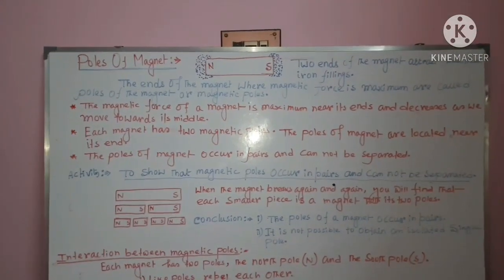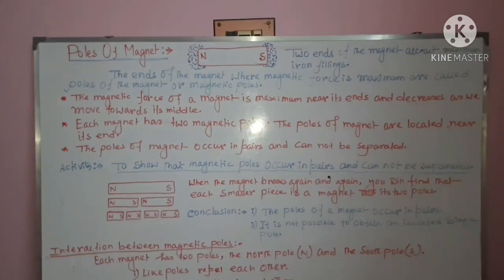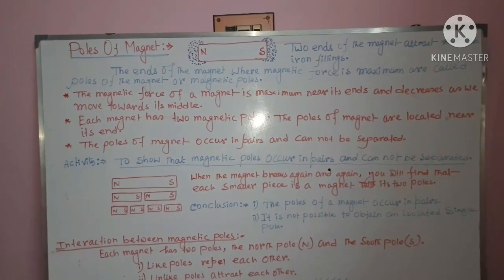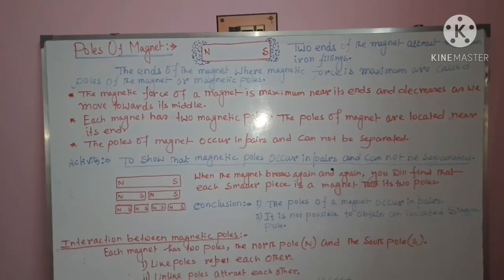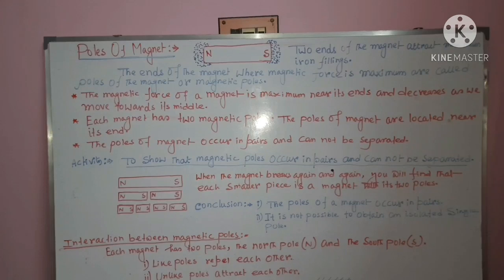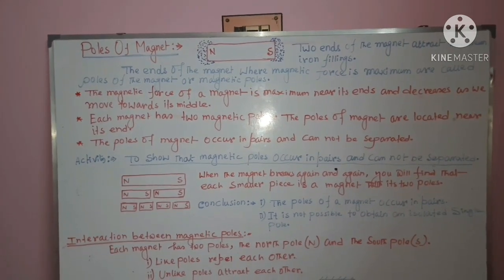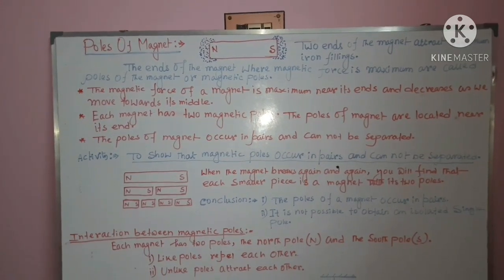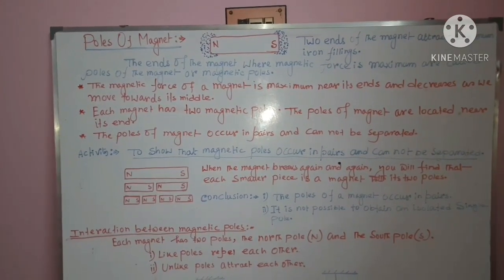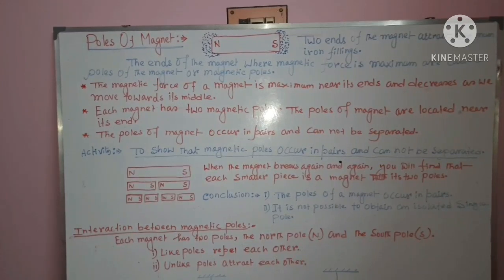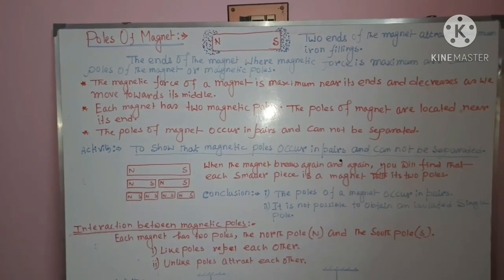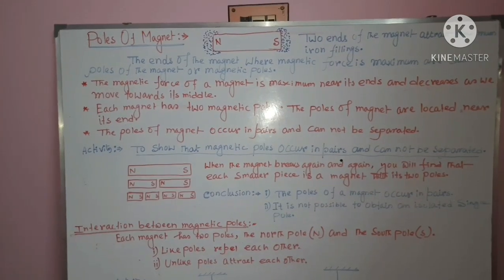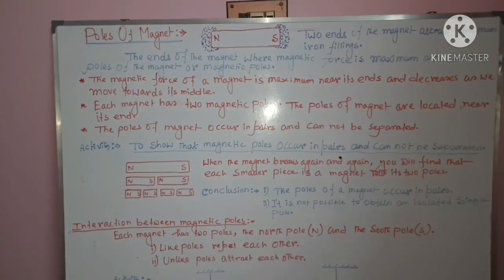Therefore, whenever you perform this activity, you are able to see that the maximum iron filings are attracted by the two ends of the magnet. Why? Because the magnetic force is maximum at the two ends. That's why the two magnetic poles, that is North Pole and South Pole, exist at the two ends of the magnet. So regarding this activity, you have to remember certain points.